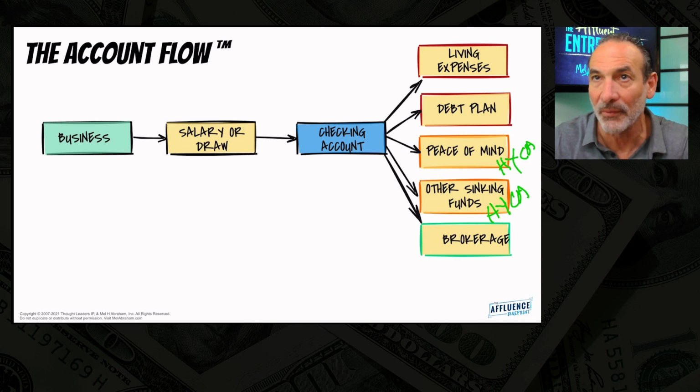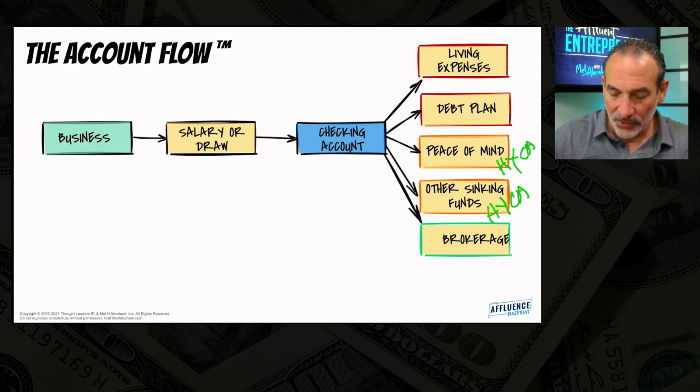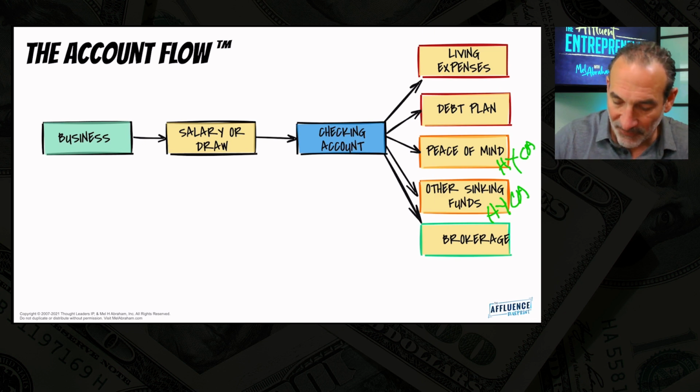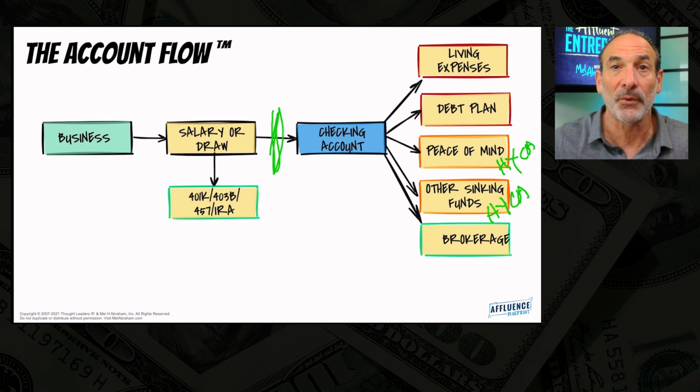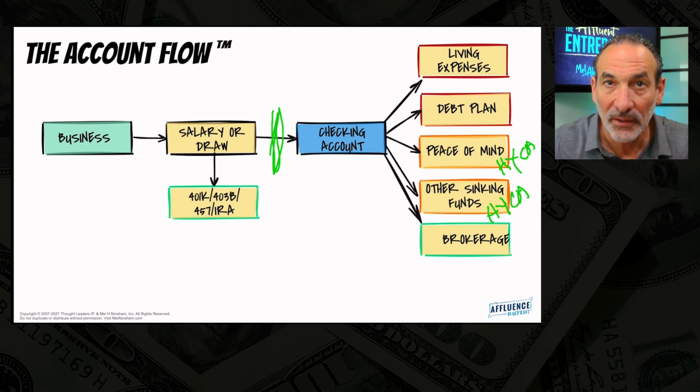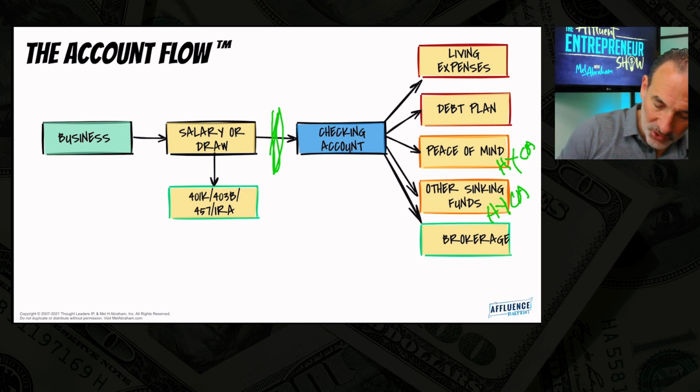Now you might be going, well, what happened about the 401k and all that stuff? So here's what's going to happen. You're going to take a salary, and from that salary, before it ever gets to this checking account stage, you're going to actually fund your 401k, 403b, 457, or your IRA. You're going to make sure that you fund it right away. This should be automatic.